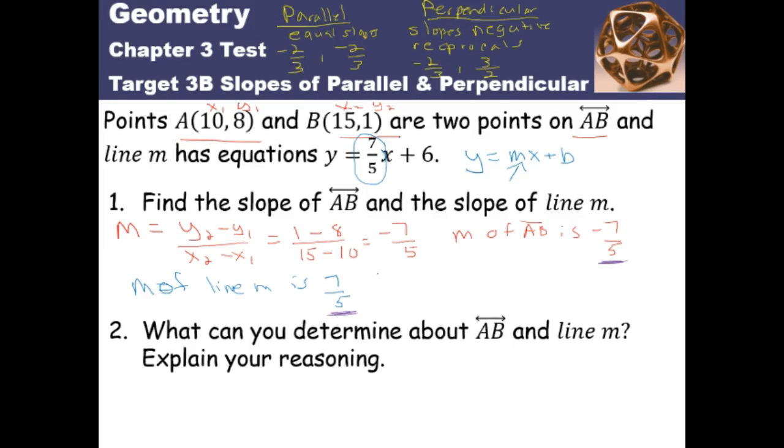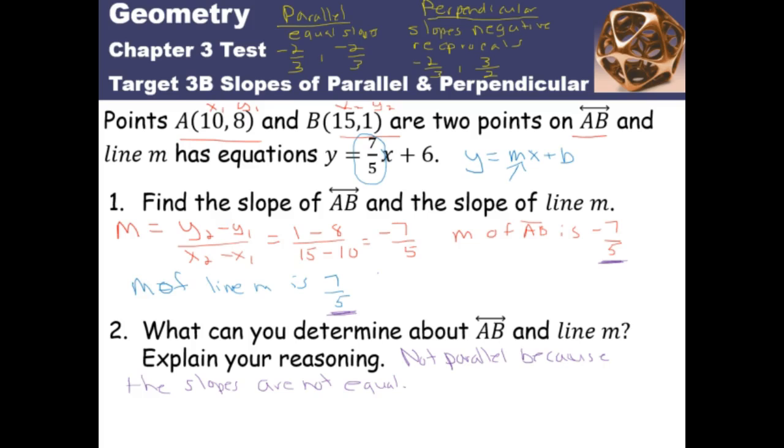So I'm going to write that down. They're not parallel because the slopes are not equal. And they're not equal because one's negative and one's positive. Now I'm not going to write that down, but that's why they're not equal.